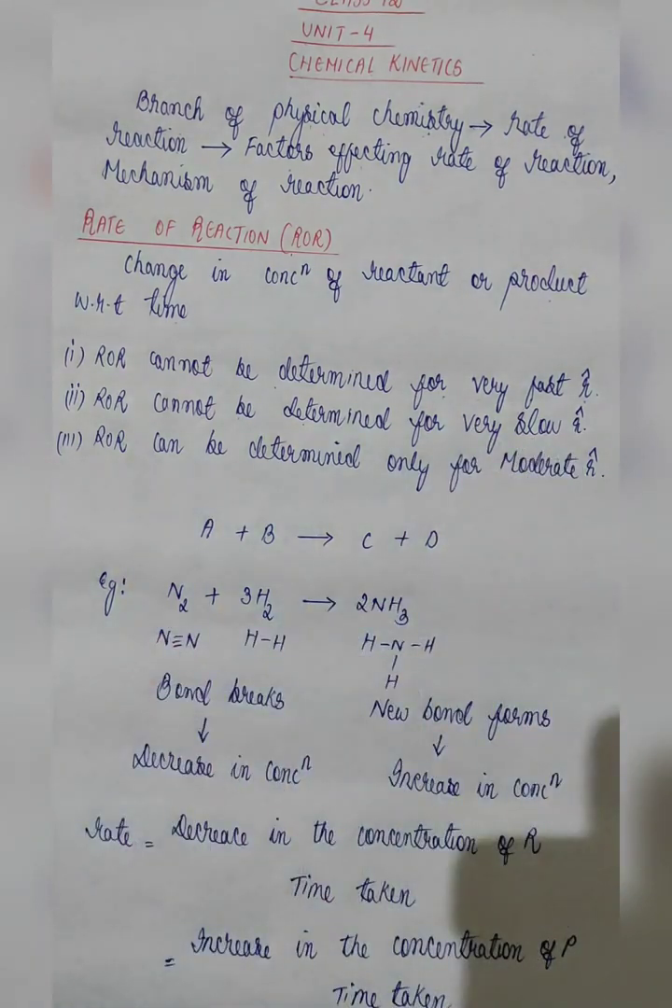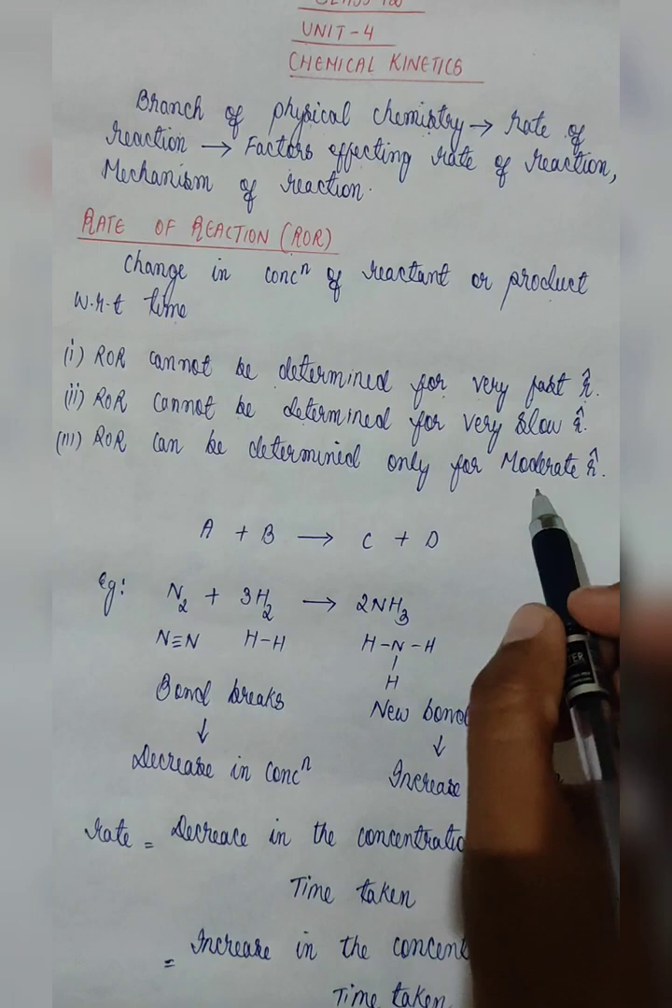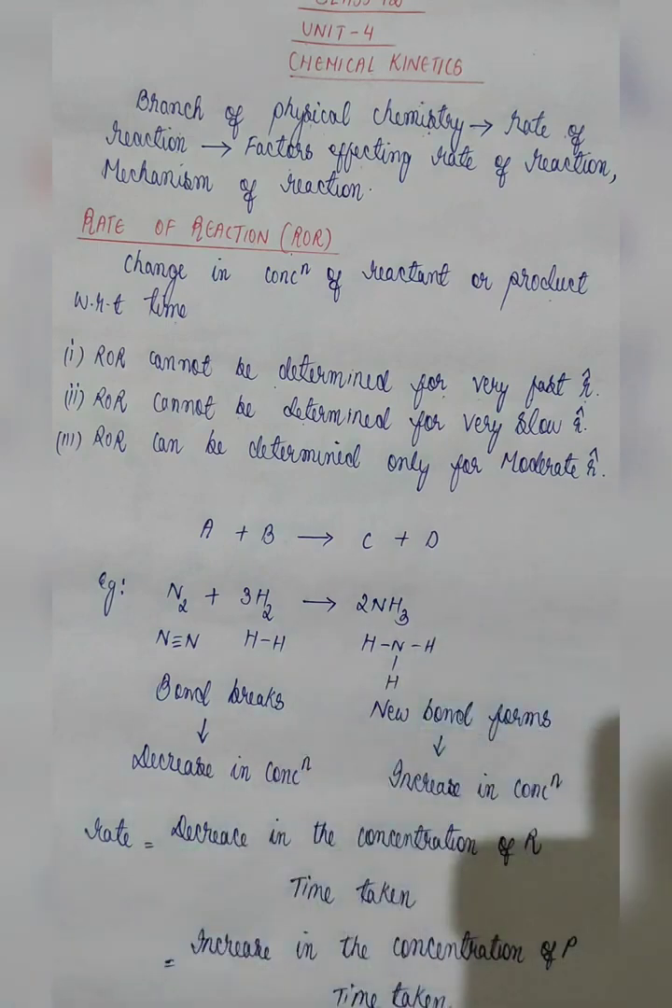Suppose rusting of iron. Rusting of iron takes place very slowly. So such reaction which occur very slowly, the rate of reaction cannot be determined. The rate of reaction can be determined only for moderate reaction. That means those reactions which do not occur very slowly nor very fast. That means it is in between, moderate.